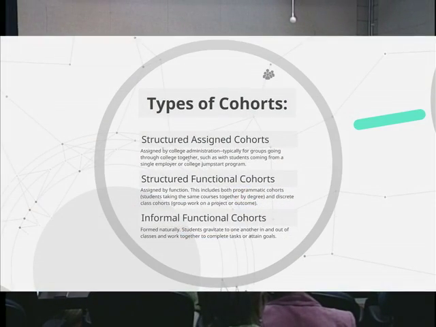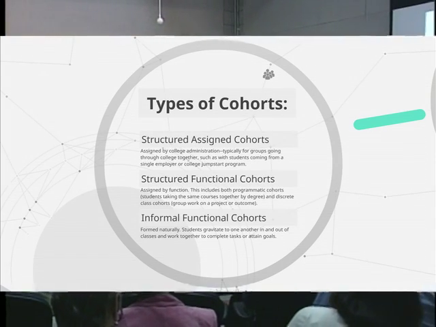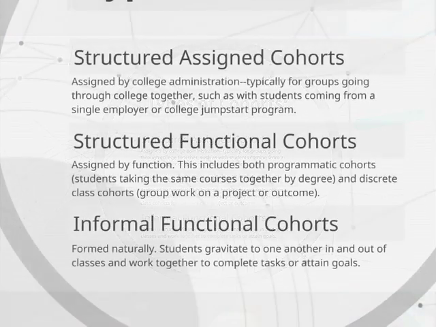So some different types of cohorts, and these can be managed at different levels of your organization depending on how your cohorts are working. You have structured assigned cohorts, and these tend to be assigned by administration, meaning say a cohort from Bath Iron Works comes to mind, and their employer wants to funnel them through a degree program. Typically the administration will cohort them together and try to put them in all of their classes together through that program. So that doesn't happen at the instructor level typically.